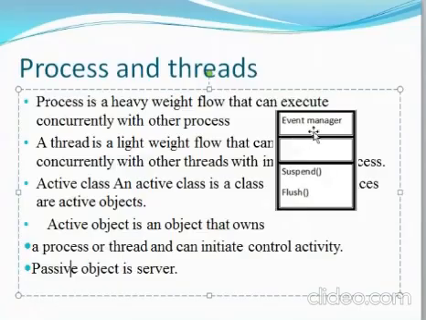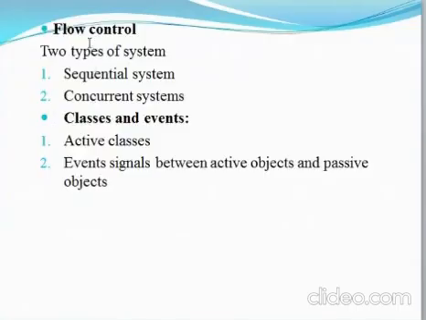If you see this figure, this is an active class. It is similar to a class. The only difference between a class and an active class is that an active class has a bolded rectangle, whereas a normal class is a normal rectangle. This EventManager is an active class. It contains two methods, suspend and flush operations.